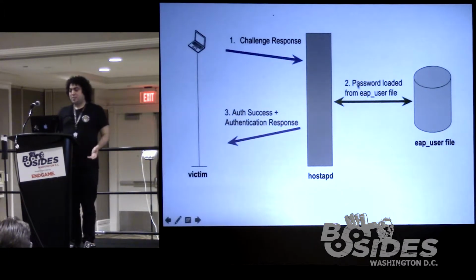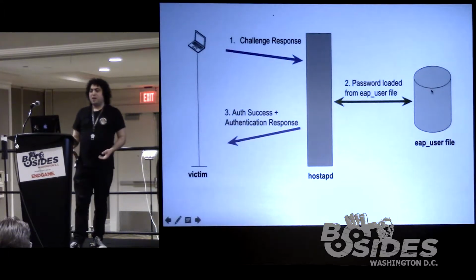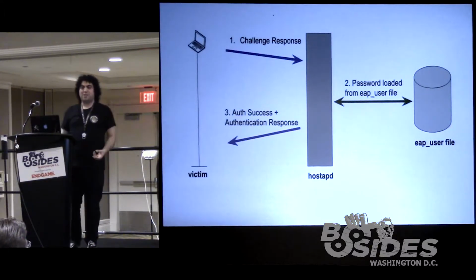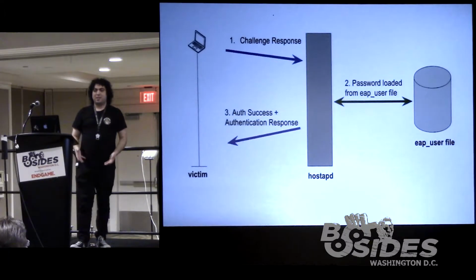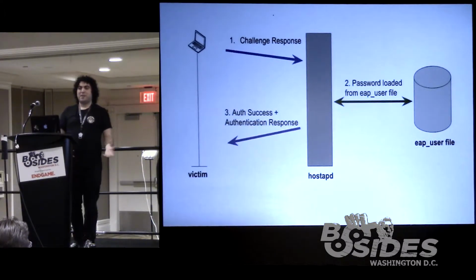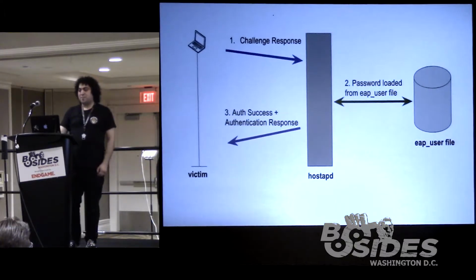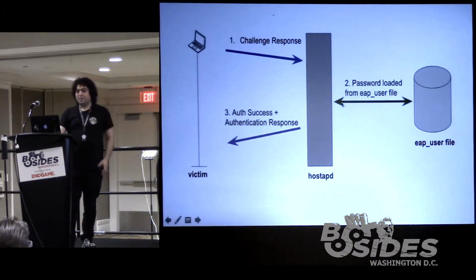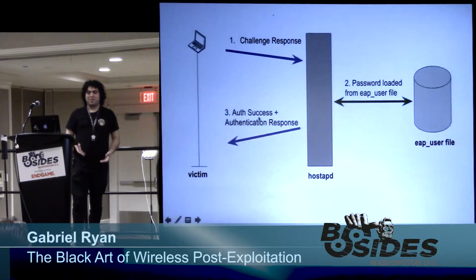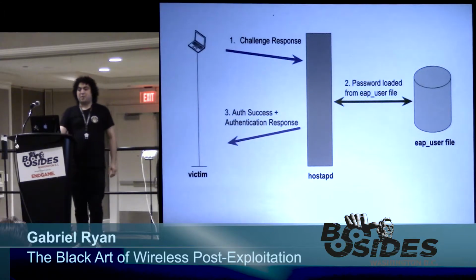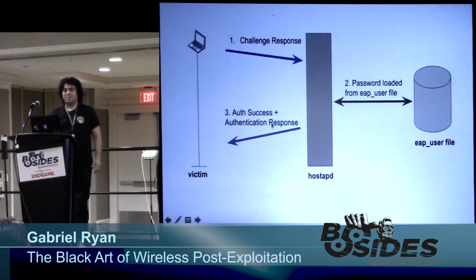Hostapd at that point is going to attempt to load the victim's password from this thing called the EAP user file. The EAP user file is essentially a primitive database that's implemented using a text file that has information about different users and how they can authenticate and what their passwords are, etc. So it's going to attempt to load that password. And then from there, it's going to use that password to construct an authentication response that is sent along with the authentication success message to the victim. Of course, if you don't already have the user's password or password hash, or NT password hash, should I say, you're not going to be able to accurately construct this authentication response. So this part of the process is going to fail, and the authentication attempt is going to fail.